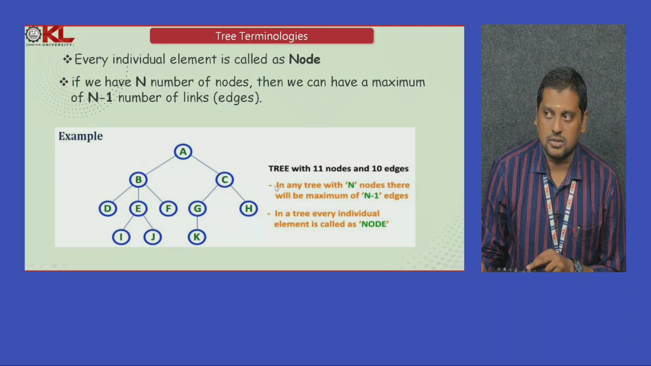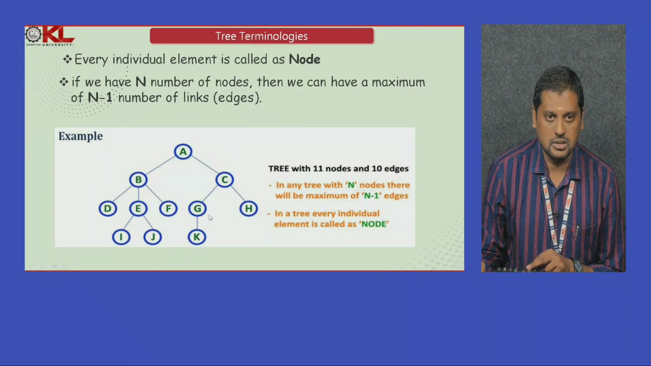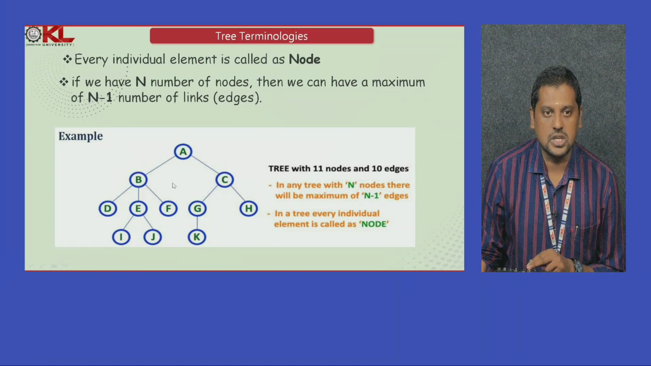First of all, I have shown you a simple example here, a tree. In this particular tree, every individual element is called a node. Here an individual element indicates a node. Here A, B, C, D, E, F, G, H till J, K, all are nodes.